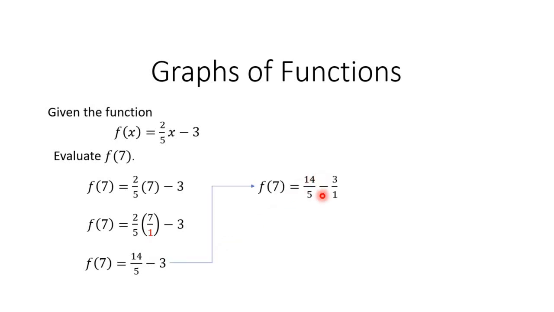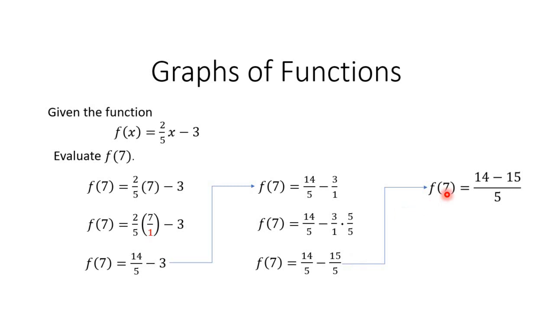That's 3 over 1. The common denominator here is 5. So I'm going to multiply the top and bottom of this second fraction by 5. After I do that, I'm going to get 3 times 5 is 15 over 1 times 5 is 5. So I get 14 over 5 minus 15 over 5. Now that they have the same denominator, I can subtract 14 minus 15 over 5. That means that when x is 7, y is -1/5. So I have another ordered pair, (7, -1/5).